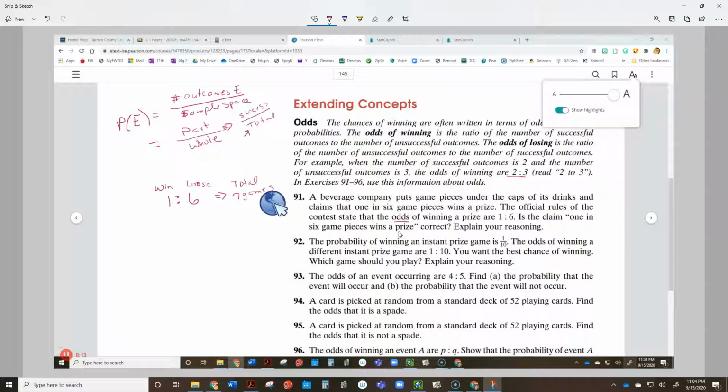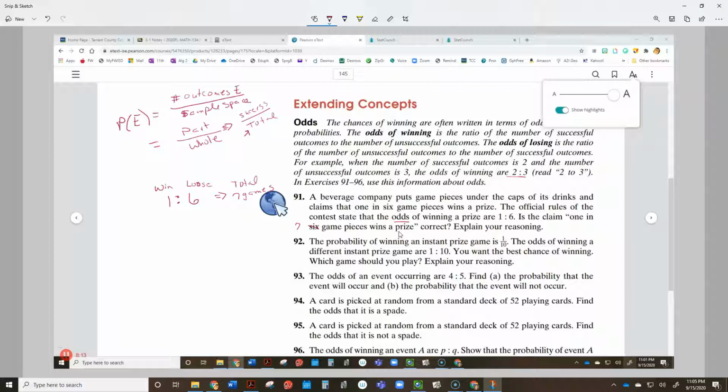So then it says, is the claim 1 in 6 game pieces win correct? The answer is no. Why? Because if your odds are 1 to 6, that means you win 1 game, you lose 6. That's a total of 7 games. If you want to state it like this, it should say 1 in 7 game pieces wins a prize.